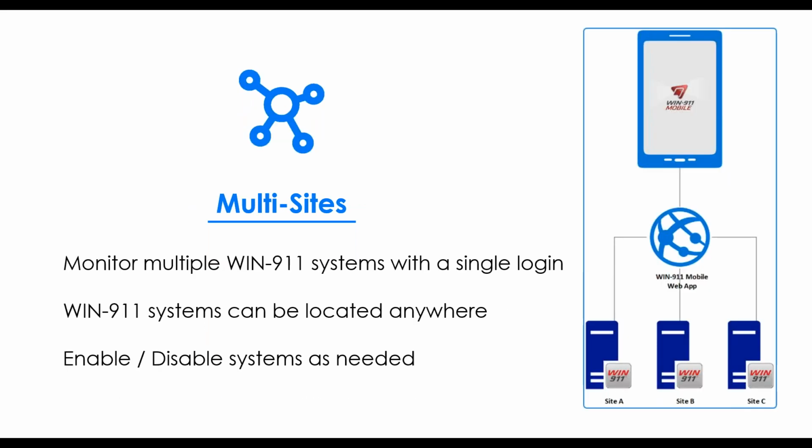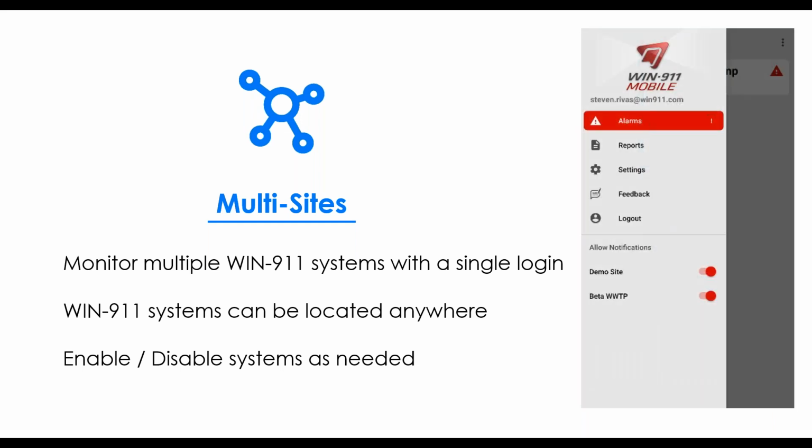All right, the last thing I'll talk about before I hand it over to David is multiple sites. So within the Win911 mobile app, you can connect to multiple Win911 systems. So if you've got a water plant and a wastewater treatment plant, and you want to access both of them from one mobile app, you can do that. You just need to add that same email address that you used when you created this mobile contact to both systems. And then once you've done that, you'll be able to see both systems in your mobile app.